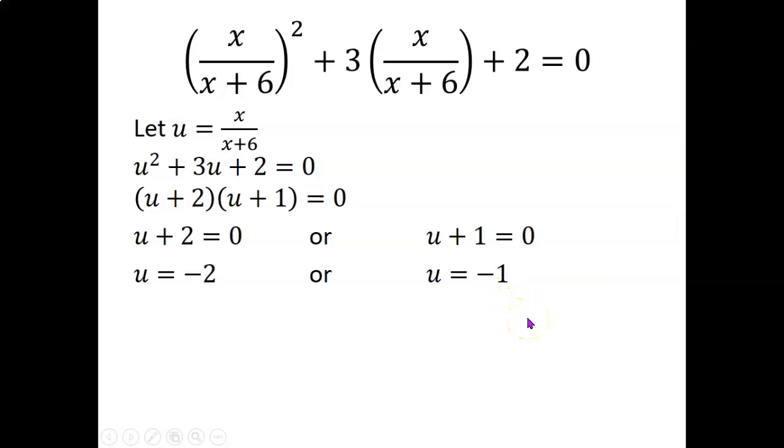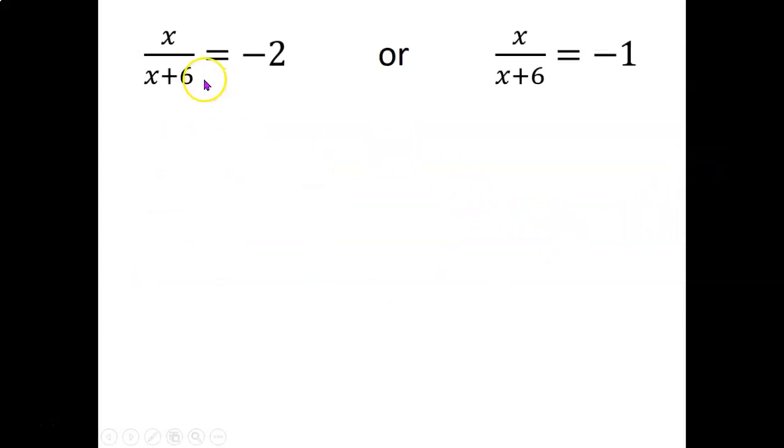It looks like we're done, but here's where we have to unsubstitute. Remember, this u is really x over x plus 6 in disguise. So here's where we rip off the disguise and see who we're really dealing with. It's really x over x plus 6 that's equal to negative 2, or x over x plus 6 that's equal to negative 1. So we still have to finish solving each of these equations to get x equals some number.